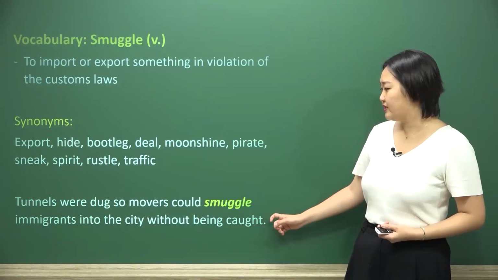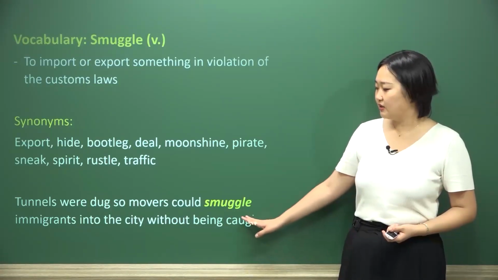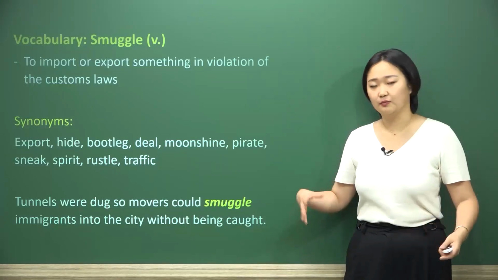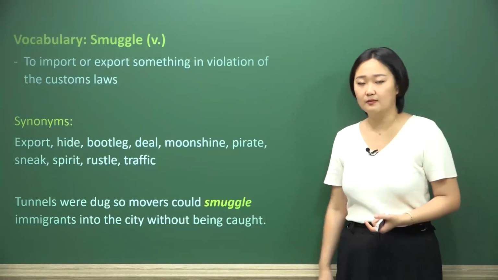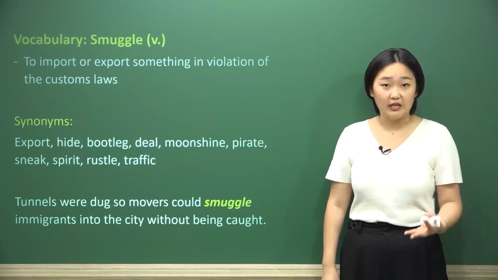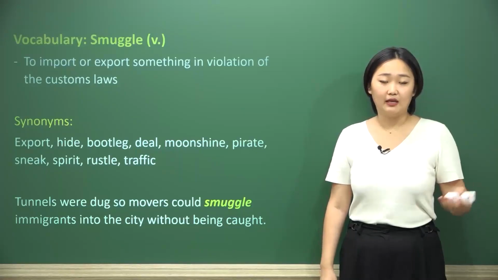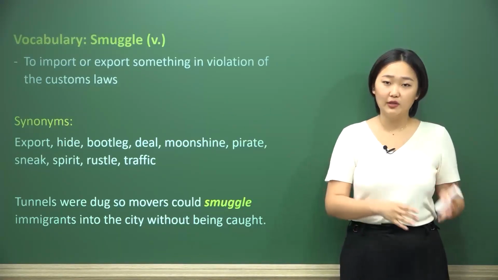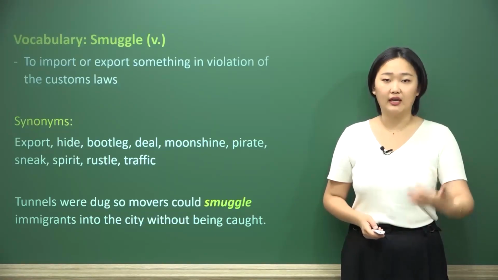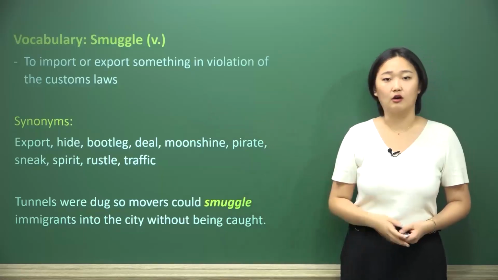Tunnels were dug so movers could smuggle immigrants into the city without being caught. And so here we're not necessarily talking about whether or not the immigrants should be here or not. That's a completely different story. Rather, we're talking about the idea of smuggling them, meaning that without anybody knowing, without any whereabouts known by anybody else, they are moving surreptitiously a group of people from one place to another place, very stealthily. Again, trying to hide it because it might be going against laws.